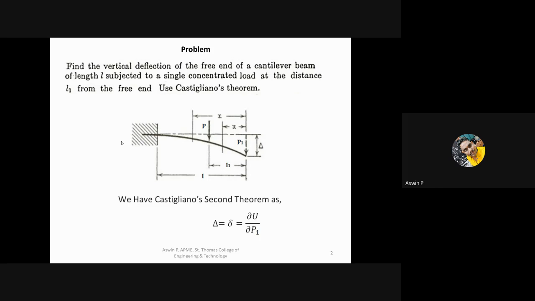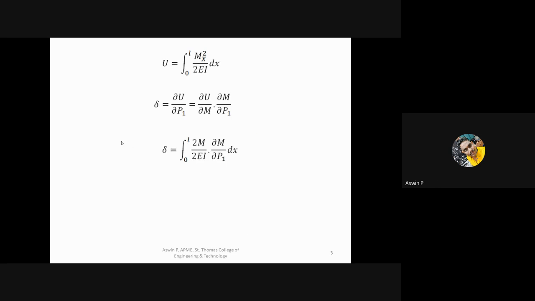Okay, please write the Castigliano second theorem. Okay, now write these equations. If you have any confusion, please ask me.